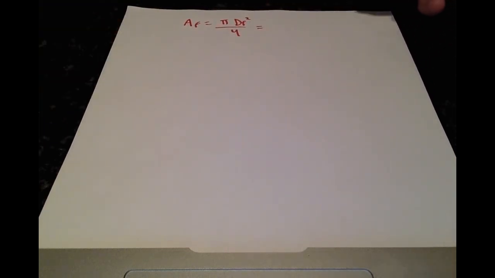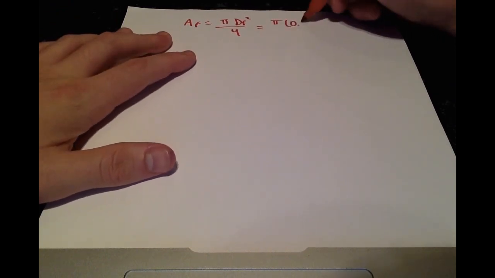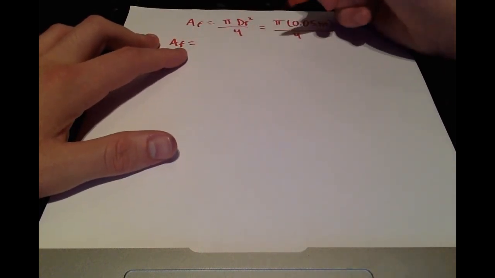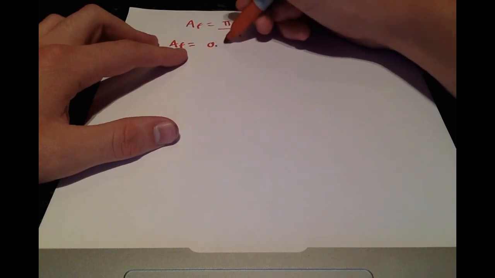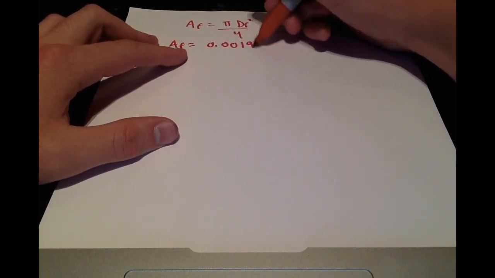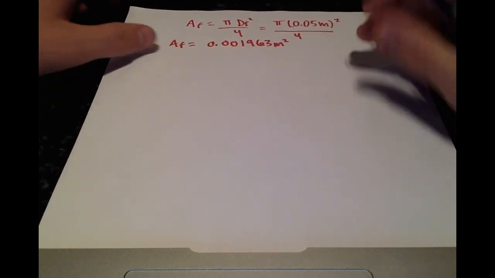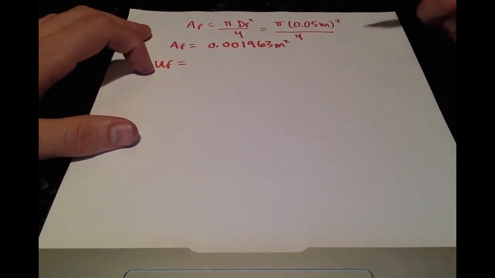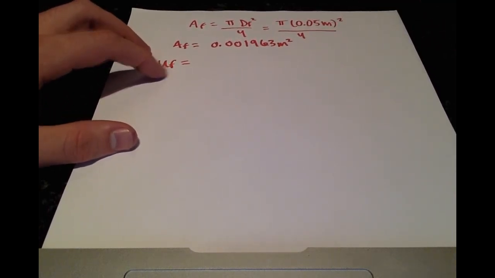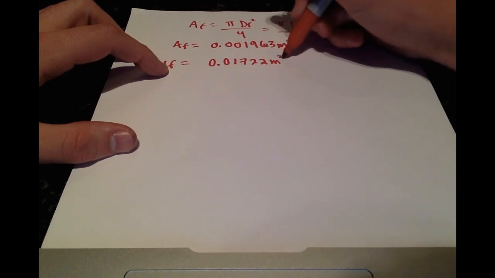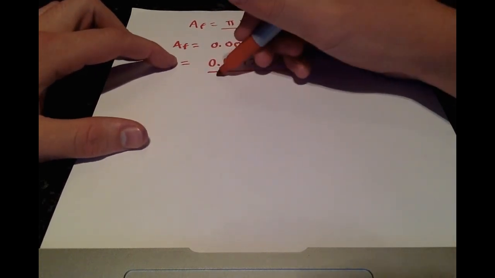Okay, and that's just going to be pi d final squared over 4. And putting it in the right units, I get that our final cross-sectional area is 0.001963 meters squared. Okay, and now we have enough information to get our final linear velocity. Just going to be the volumetric flow rate divided by the cross-sectional area that we just found.